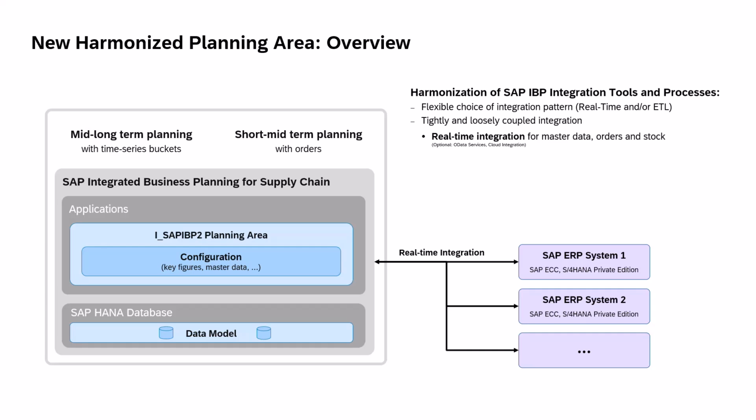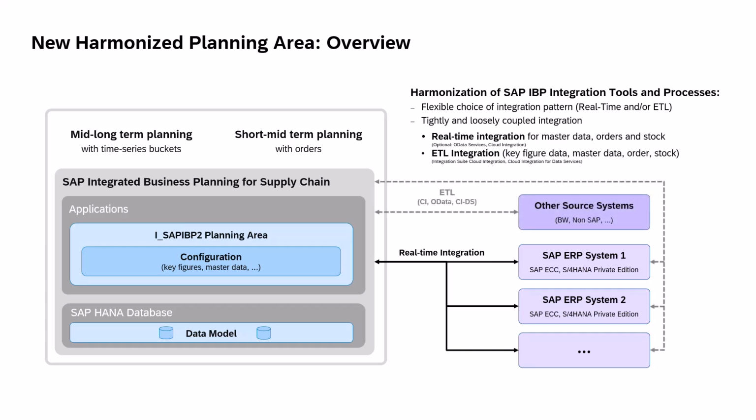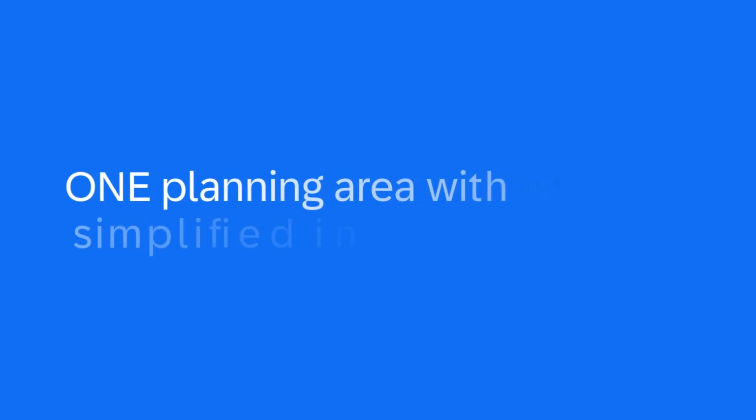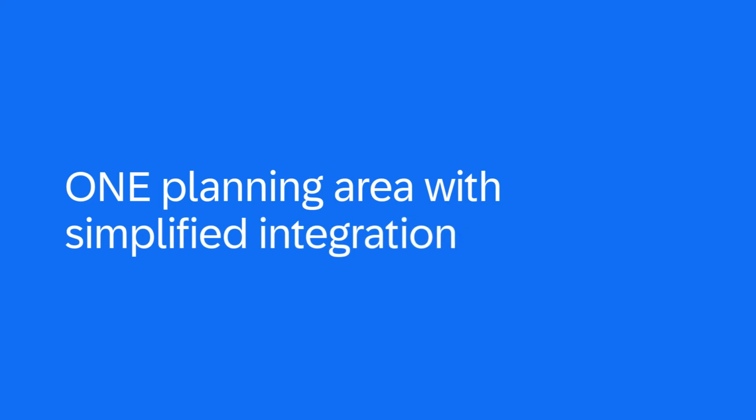As in the past, RTI can pass data from multiple SAP ERP systems, be they SAP S/4HANA Private Edition or SAP ECC. ETL integration provides key figure data, as well as master data, orders, and stocks from other data sources. When deploying SAP IBP2, SAP recommends ETL integration with SAP Integration Suite Cloud Integration, so one planning area with simplified integration. The harmonized planning area improves reporting and planner efficiency.